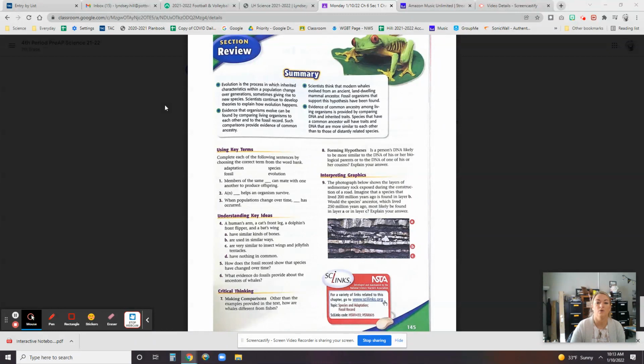Scientists think that modern whales evolved from an ancient land-dwelling mammal ancestor. Fossil organisms that support this hypothesis have been found. And evidence of common ancestry among living organisms is provided by comparing DNA and inherited traits. Species that have a common ancestor will have traits in DNA that are more similar to each other than those of distantly related species.